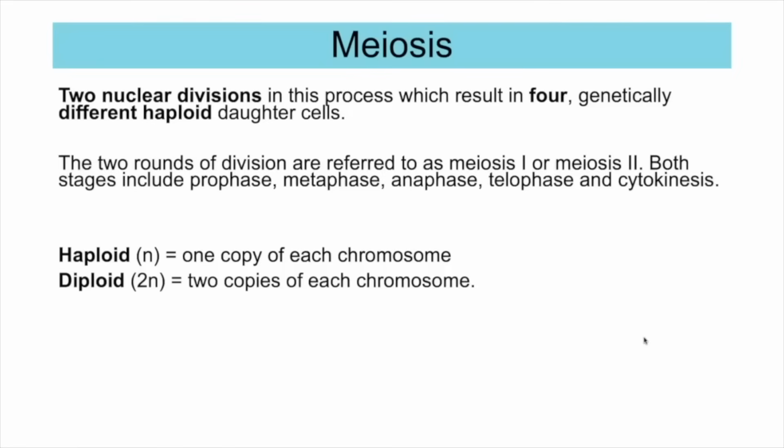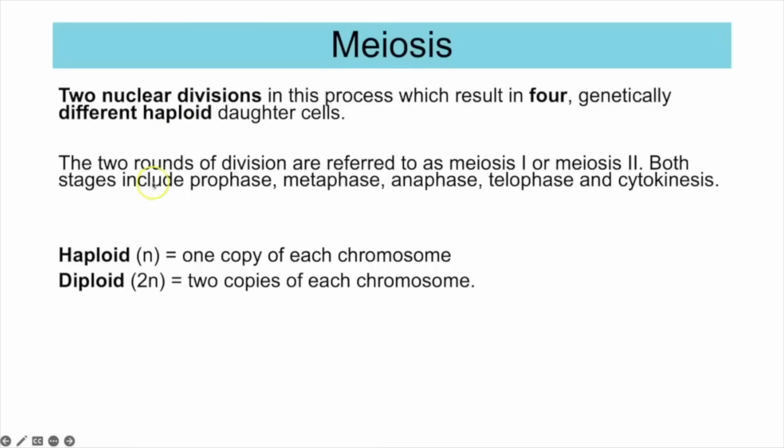So the other type of nuclear division is meiosis. And this is when we have two nuclear divisions, and that results in four genetically different haploid daughter cells. The two rounds of division are referred to as meiosis 1 for the first round and meiosis 2 for the second. Both stages include prophase, metaphase, anaphase and telophase, and cytokinesis at the end. But interphase only happens at the very beginning before meiosis 1.